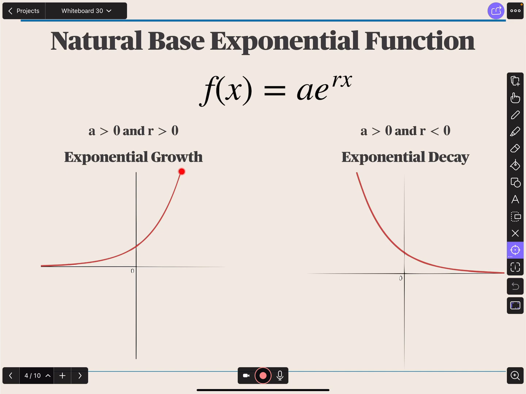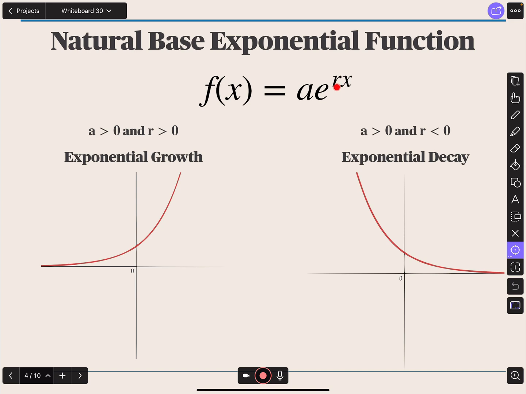So exponential growth, if you're doing a base e function, if the a value and the r value are both positive, then it's going to be growth. If a is positive, but the r is negative, less than 0, it's going to be decay. The big thing, really, is a is greater than 0, that's just something that has to be said, otherwise you get reflections. And it's not growth or decay at that point. So your a has to be positive.